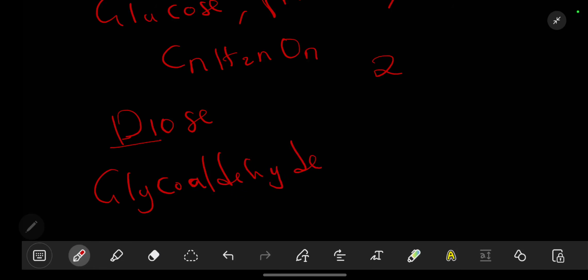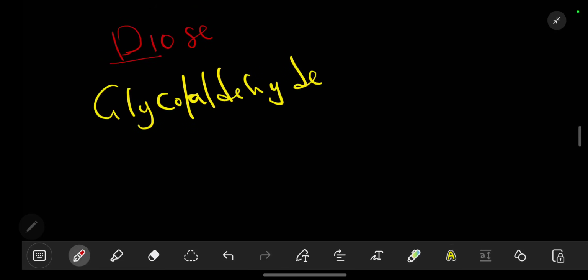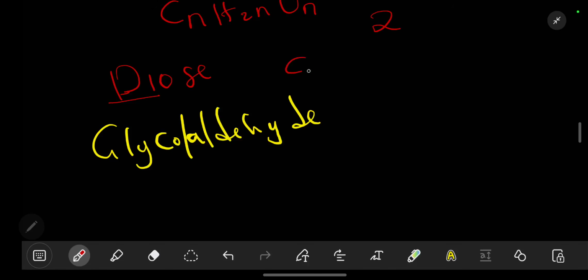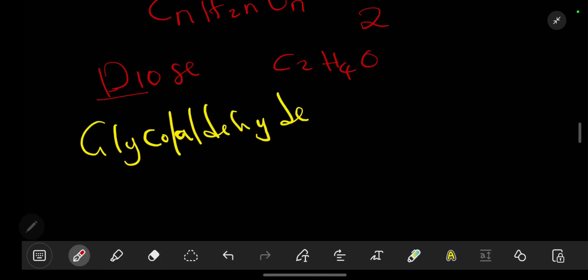We might have glycoaldehyde like that. So this is an example of a diose. So the structural formula might look like something like this. Remember, it is C2, which is the 2 of them, H2N, which will be 2 times 2, it will be 4. Then we have O2 like that.